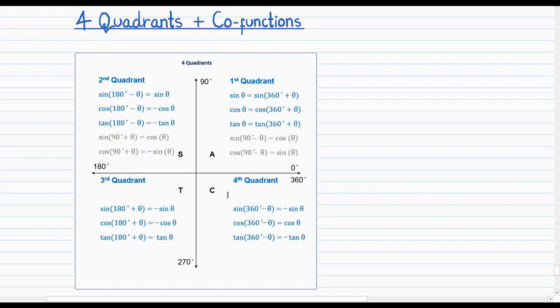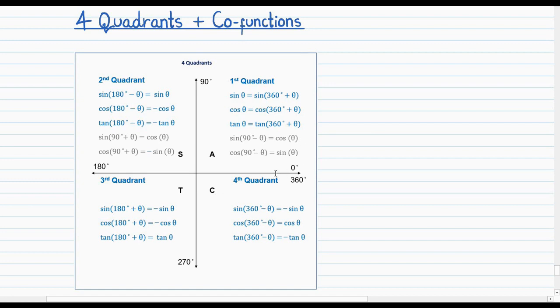What the abbreviation indicates is which trig function has a positive value in each quadrant, where in the first quadrant all of them have a positive value. In the second quadrant, since it's S, it means the sine function has a positive value. In the third quadrant, since it's T, the tan function has a positive value. In the fourth quadrant, since it's C, the cos function has a positive value. And all other functions are negative. So that's how you remember the basic 4 quadrants.